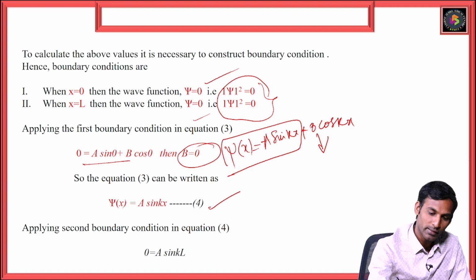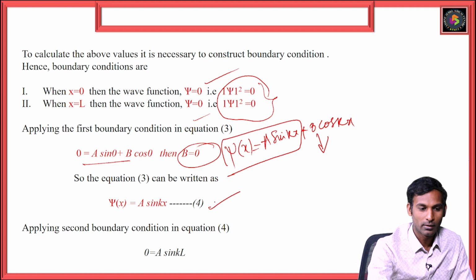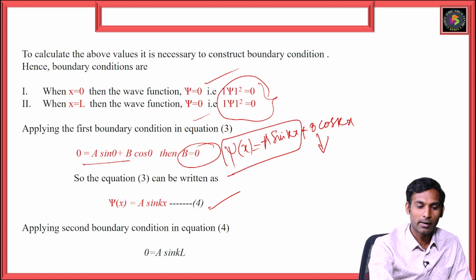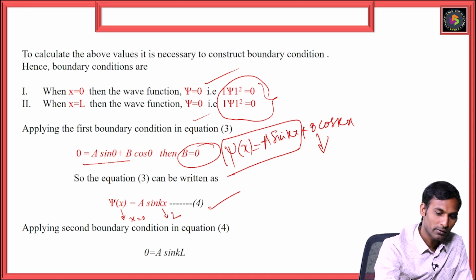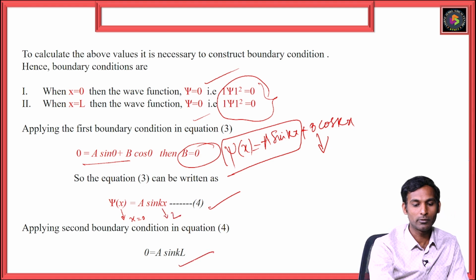Apply the second boundary condition in equation number 4. What is the second boundary condition? x is equal to 0 and x is equal to L. You will get psi is equal to a into sin kL. Apply the second boundary condition only, and you will get this formula.